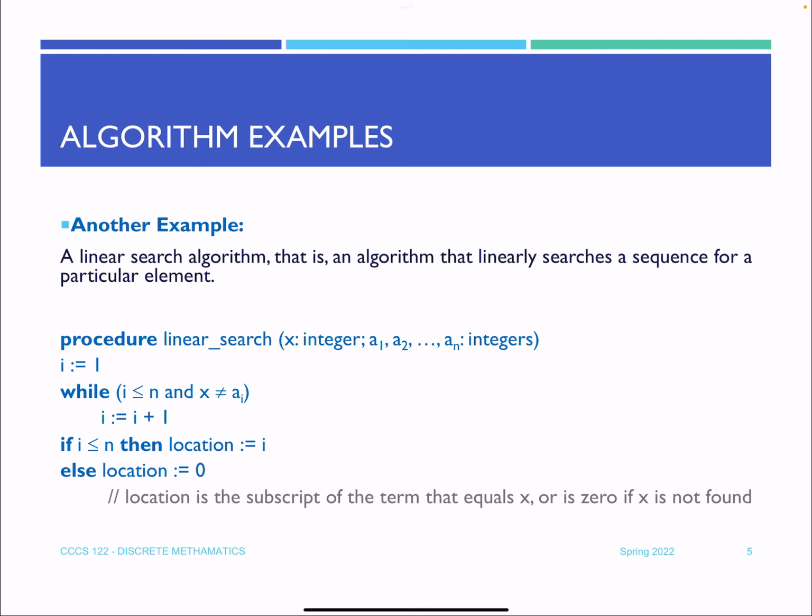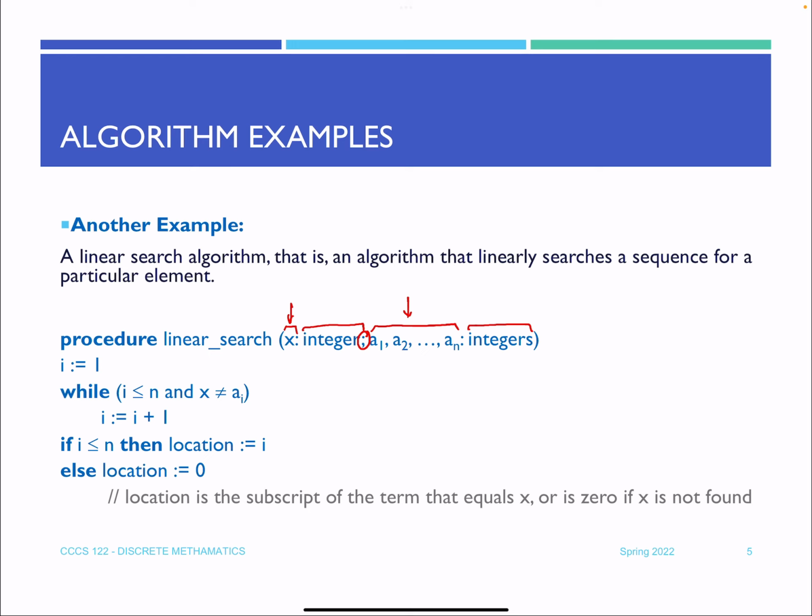Here's another example. This is what we call a linear search algorithm. And what it does is, over here we have as an input an integer x. Again, data type is given over here. And after semicolon, we have another set of inputs, an array of length n, consisting of elements a1, a2, a3, all the way up to an, also all integers. And what this algorithm does is it searches for the location of x in the array a1 through an.